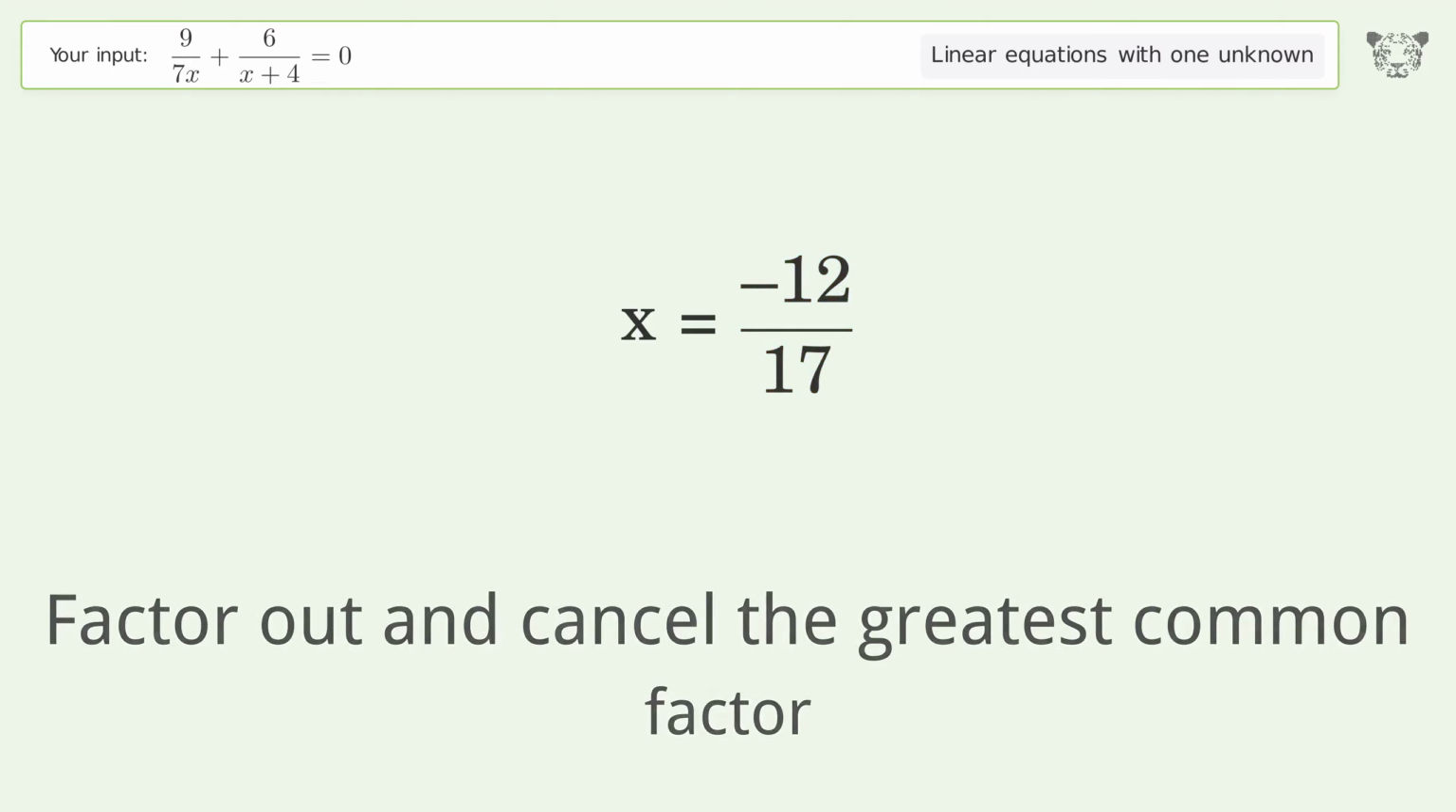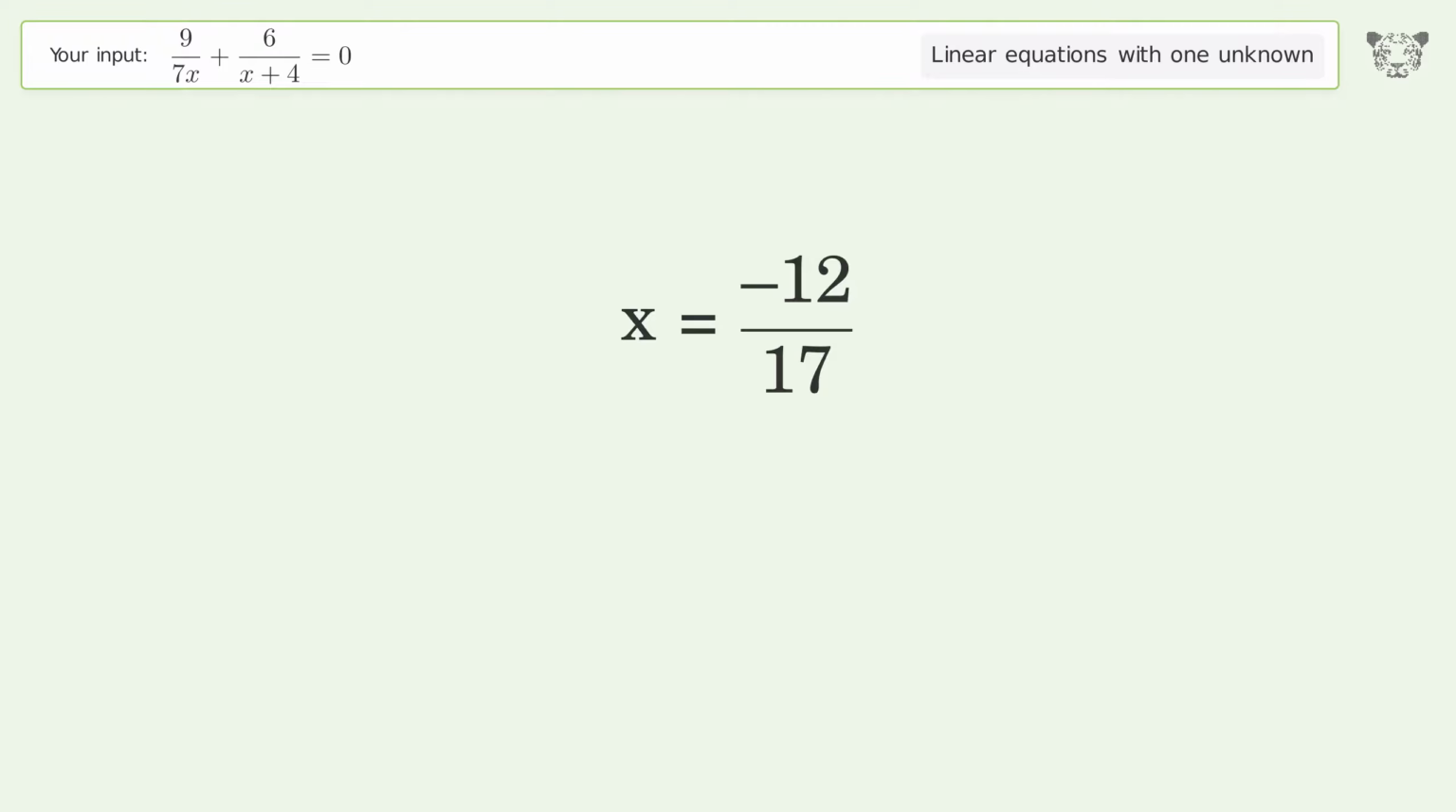And so the final result is x equals -12/17.